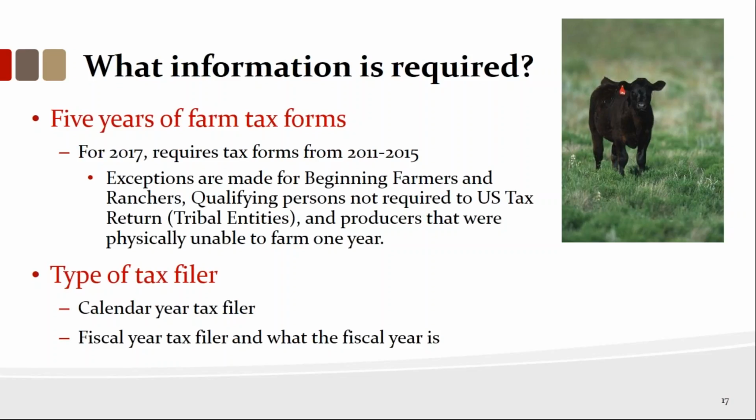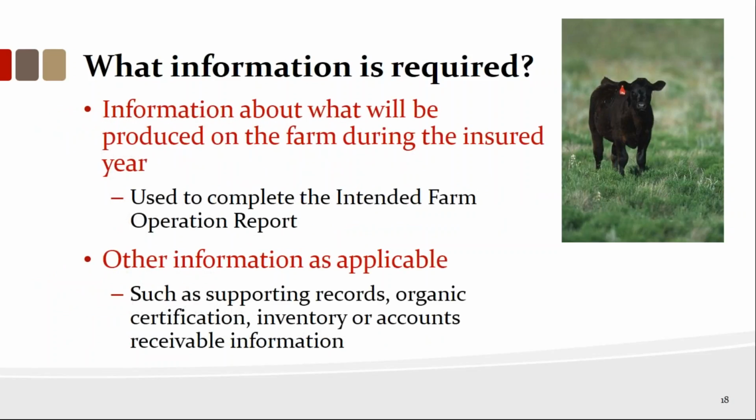And you can do calendar year filers and you can do fiscal year filers. Does it make any difference? Makes no difference. There's rules and a handbook out there to show you how to do the fiscal and the calendar year. Then there's information about what will be produced on the farm during the insured year. You get those 5 years, and then you have to do an intended farm report. What you do there is sit down with the producer and say, what do you plan to plant this year? That's what it is. It's their intended plant. 100 acres of cotton, 100 acres of wheat, 40 acres of soybeans, 20 acres of pumpkins, 10 acres of watermelons. Okay?